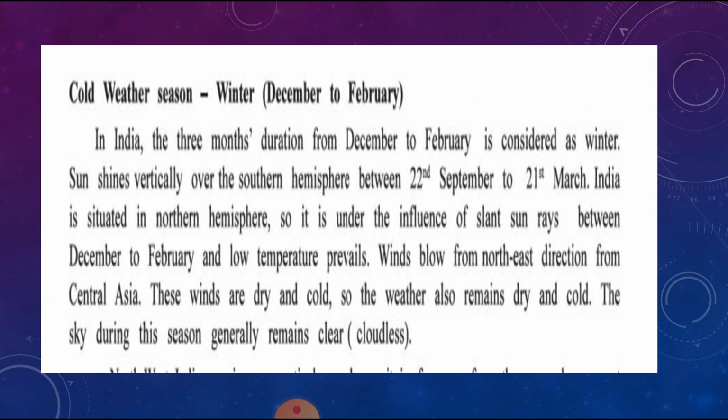See, since India is situated in the northern hemisphere, what happened? The sun rays fall slantly between the months of December and February, and hence low temperature prevails in India at this time. Wind blows from the northeast direction from Central Asia, and these winds are dry and cold, so the weather also remains dry and cold, and the sky during the season generally remains clear.